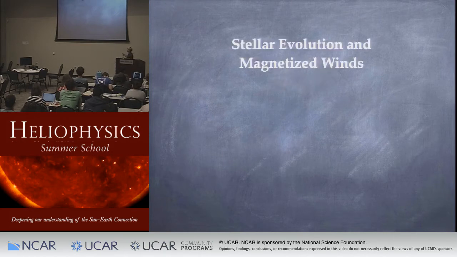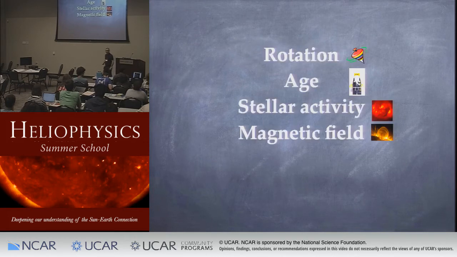So, stellar evolutions and magnetized winds. One thing we know from many observations on stars, and again, most of what we talk about here is in the context of solar analogs, low-mass stars, cool stars with hot corona, not giant, massive stars that are really bright and don't have hot corona. Okay? So we know that there is a clear relation between rotation, age, stellar activity, and magnetic field. And there are a number of empirical relations, kind of scaling laws, that relate these parameters together.